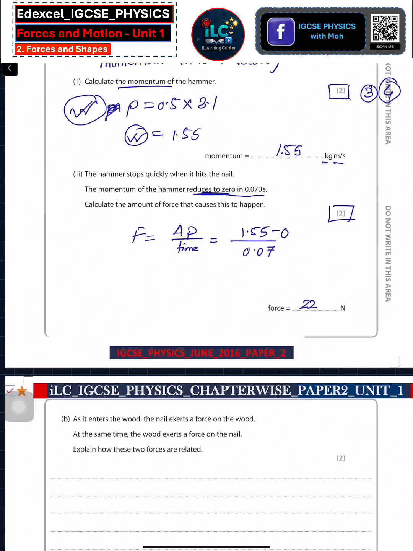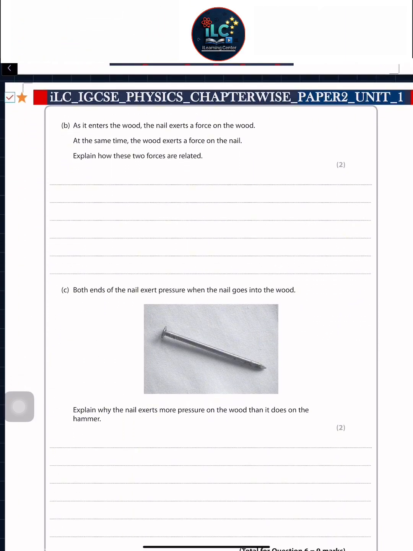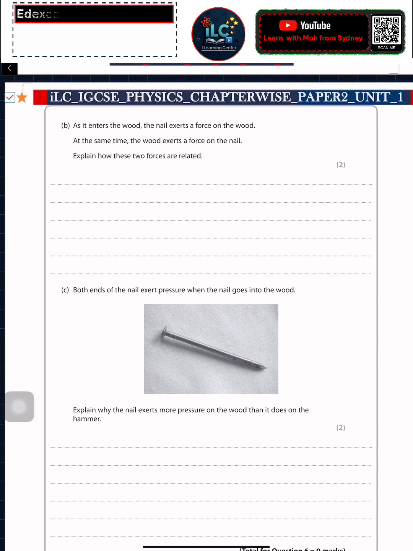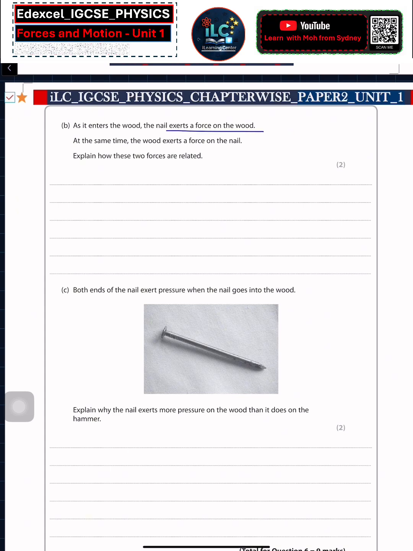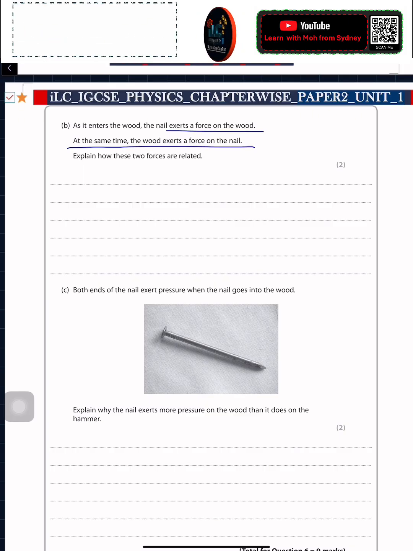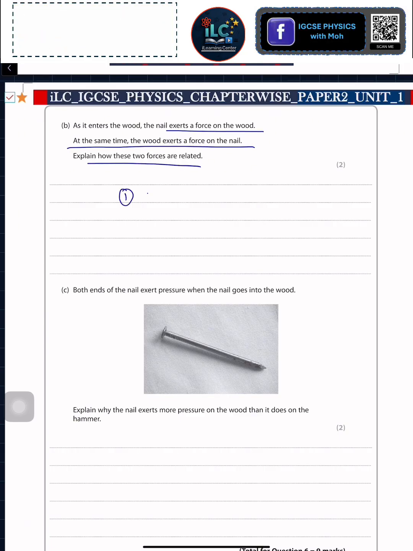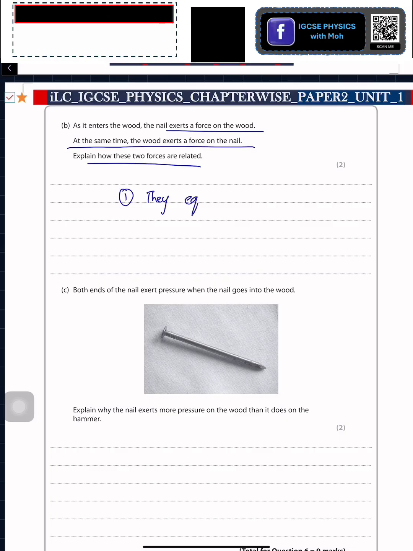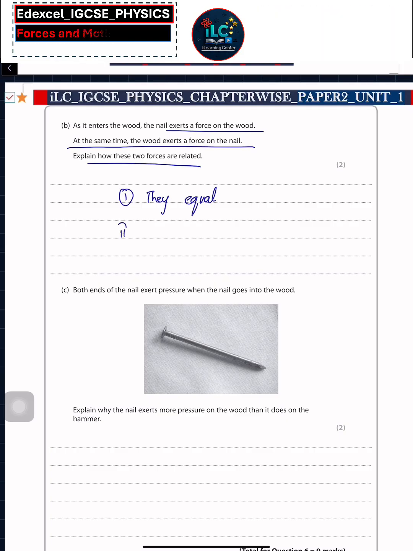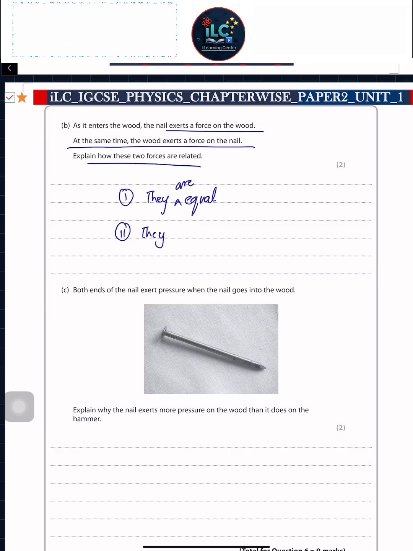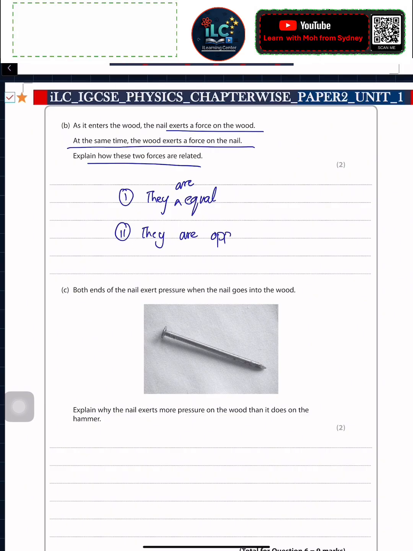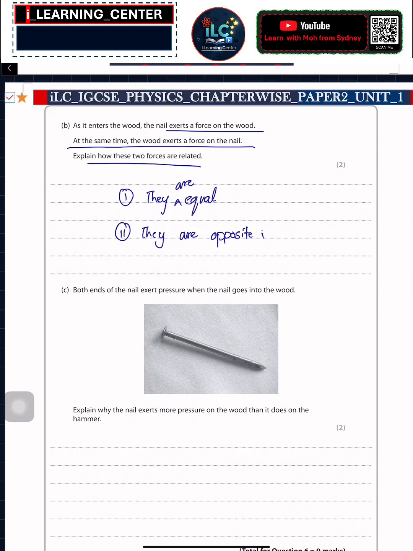Okay, and then for part B, it's asking you, as it enters the wood, the nail exerts a force on the wood. At the same time, the wood, okay, so now they're just saying the same thing. Remember, this is what we have learned from the Newton third law pair. So explain how these two forces are related. They are equal and they are opposite in direction.